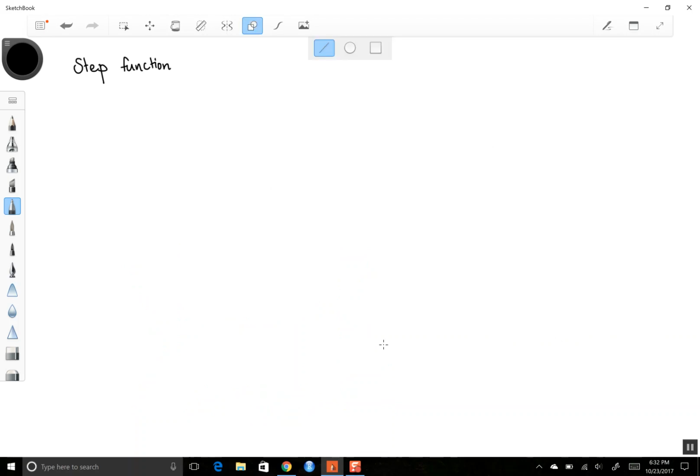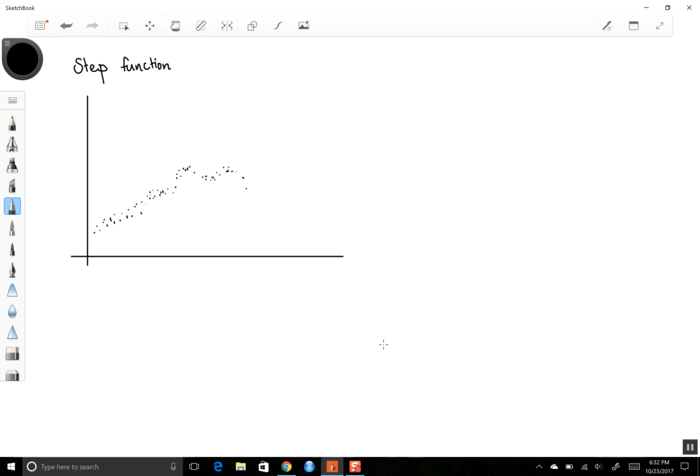So if we have some data here, let's say, I'm just making something up here, okay? Let's say this is what we have. A step function will just try to fit flat lines to the data. It might try to do something like this. It might say, okay, here's something, and then we'll cut up to here.